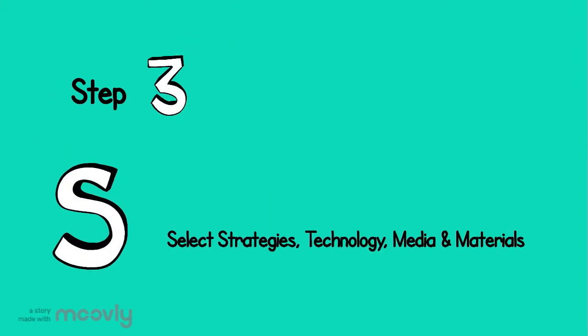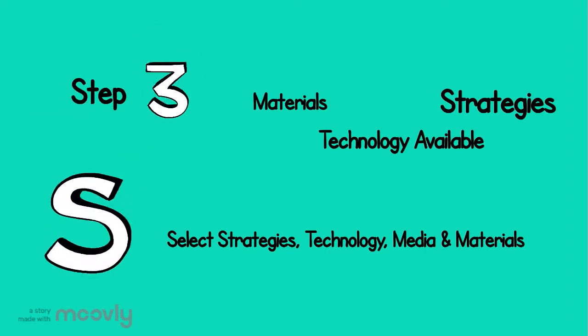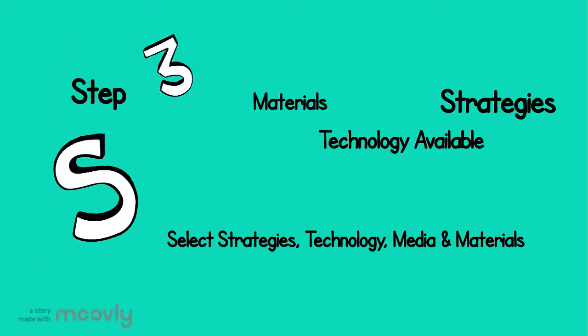learn. Step 3 of the Assure model is also S. This S stands for Select Strategies, Technology, Media, and Materials. This step is one of the most important to spend quality time developing. In this step, you will be using your objectives to make decisions on strategies, technology, media, and materials needed for learners to meet the objectives.